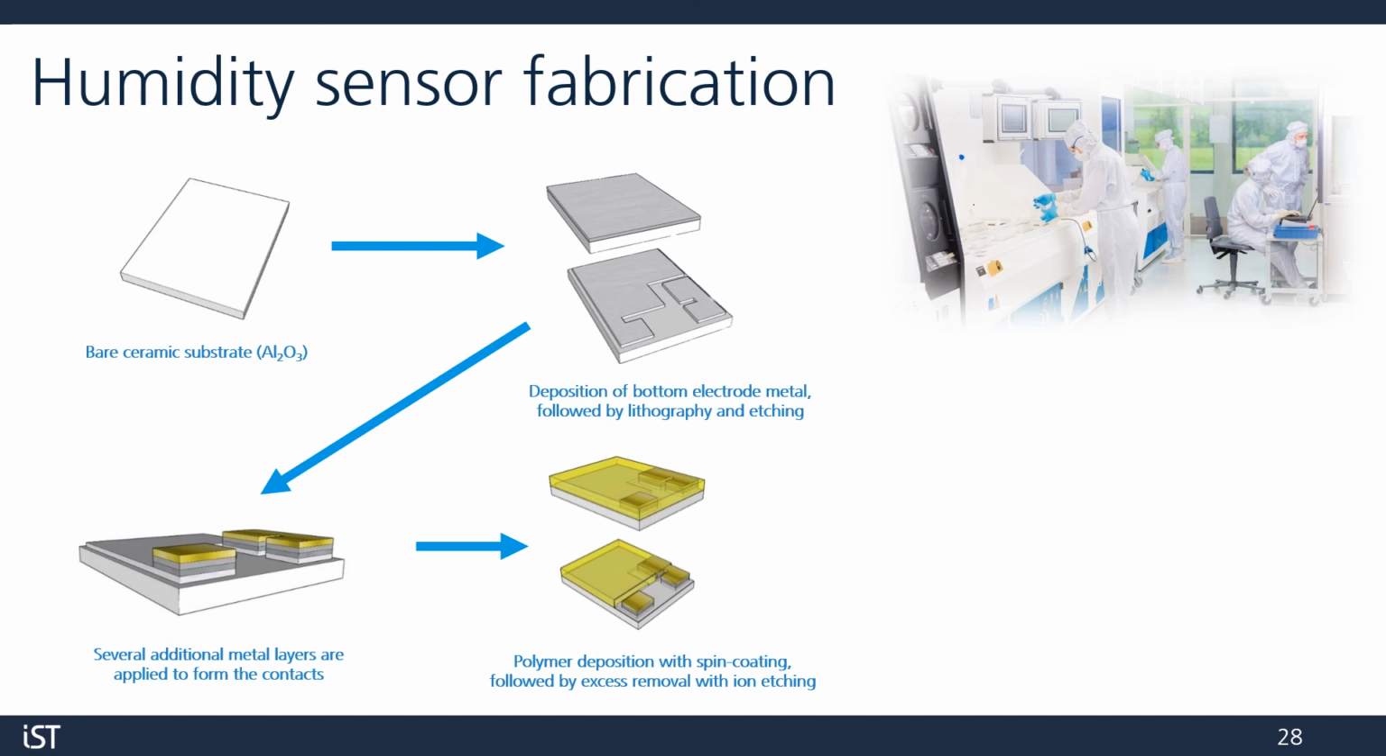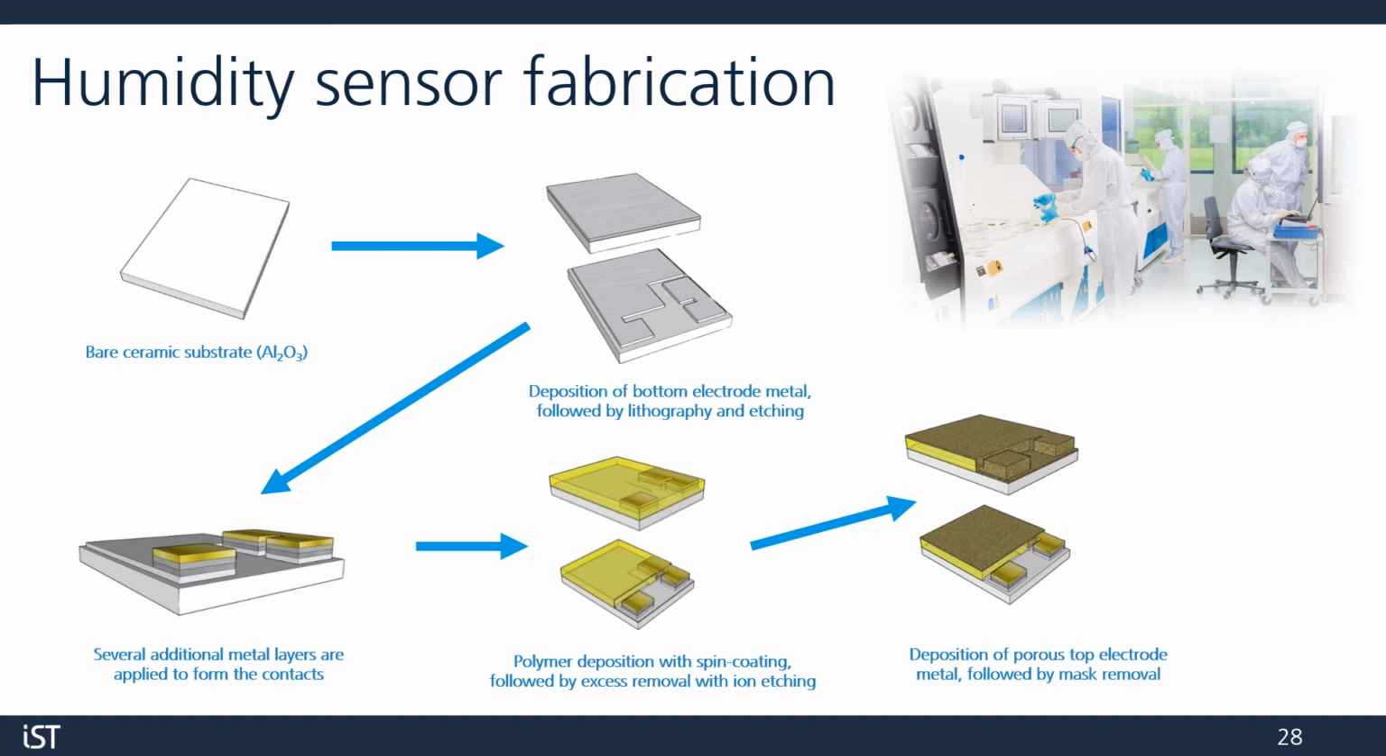Next, we deposit the polymer with spin coating. The excess is removed using ion etching. Then we deposit the porous top electrode through a mask using a process called evaporation. When we remove the mask, we're nearly finished. Finally, we attach our wires.